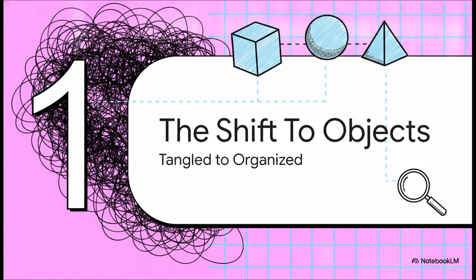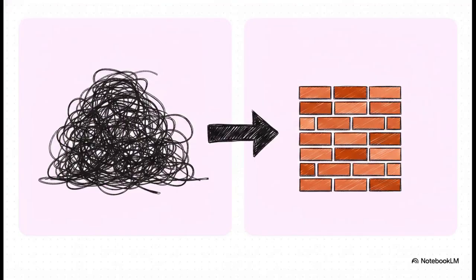Section 1, the shift to objects. Moving from tangled code to organized reality. You know, to really appreciate OOP, we have to look back at the massive headache early programmers were dealing with. Procedural programming was the old standard, and it was super linear. The problem? As programs got larger, this logic turned into literal spaghetti code. One tiny little tweak could break the entire system.